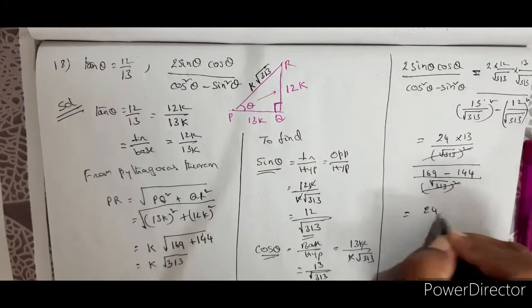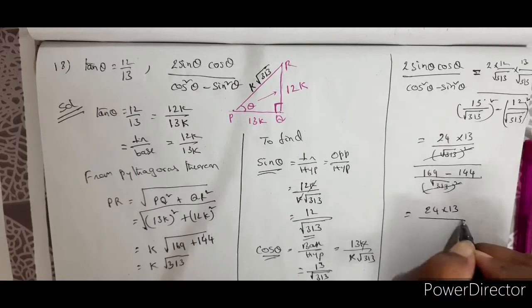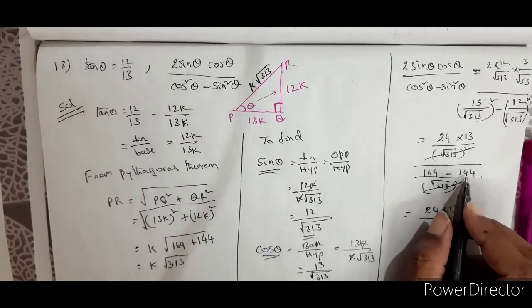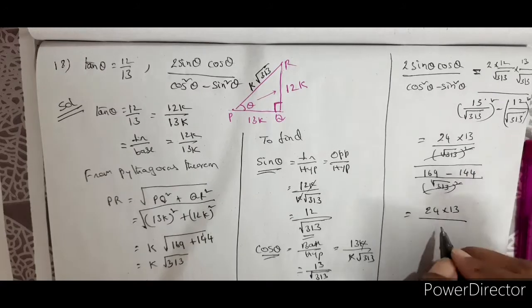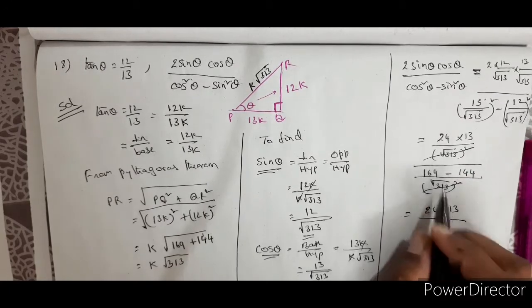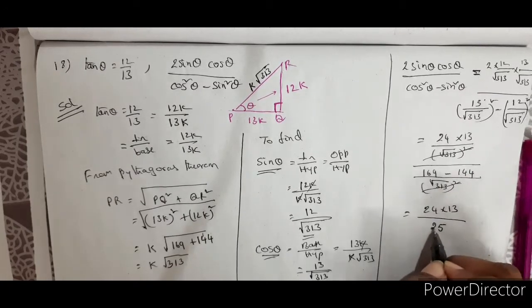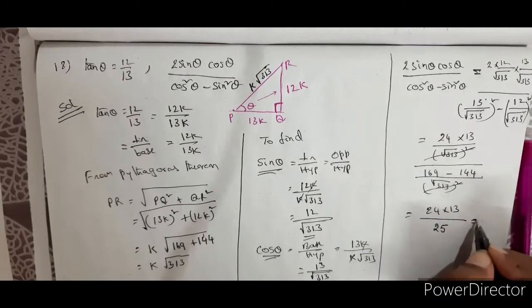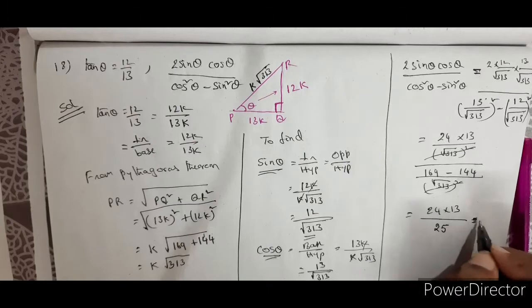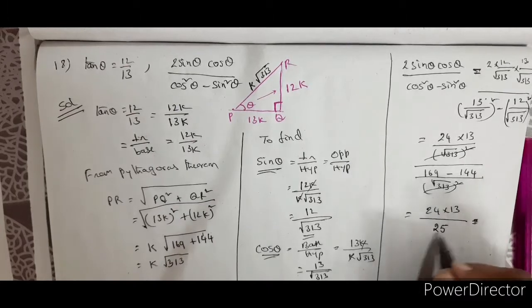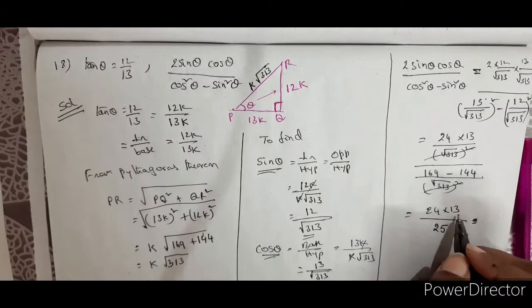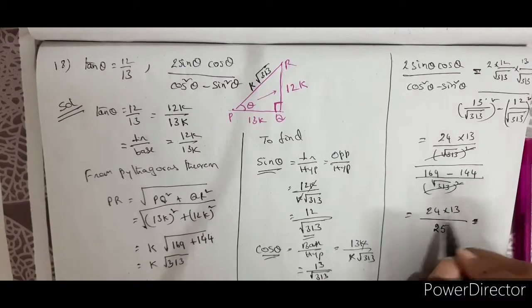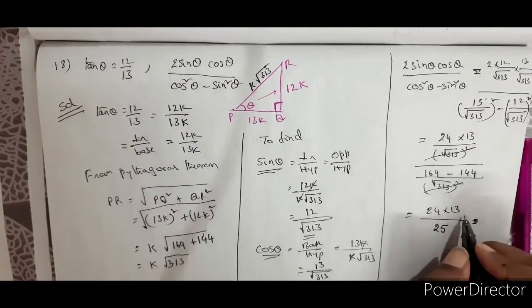So now 24 into 13 divided by 169 minus 144. So 9 minus 4 is 5, 6 minus 4 is 2, so it is 25. So it is 24 into 13 by 25. Okay, so there is no chance that anything will get cancelled here. So therefore now you can multiply this one. And we don't have anything in common to divide anywhere.